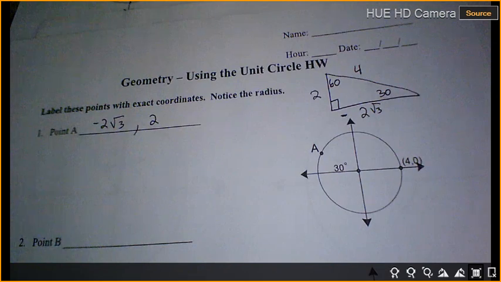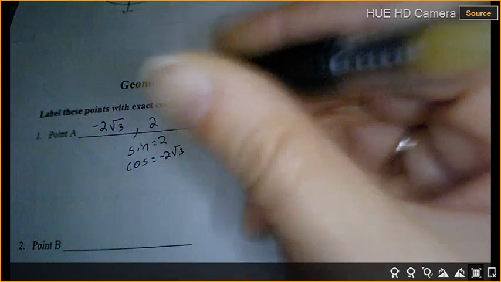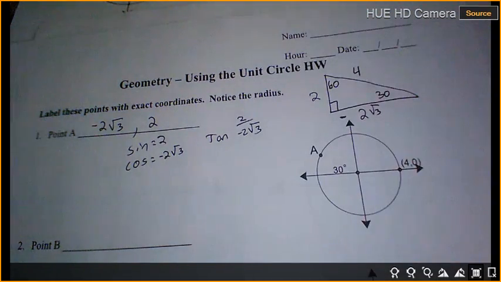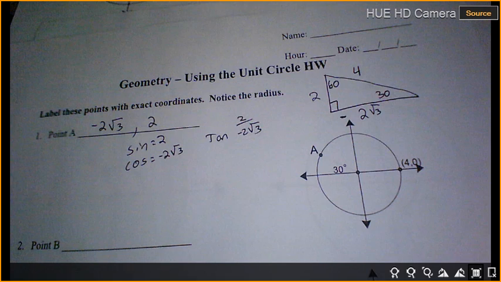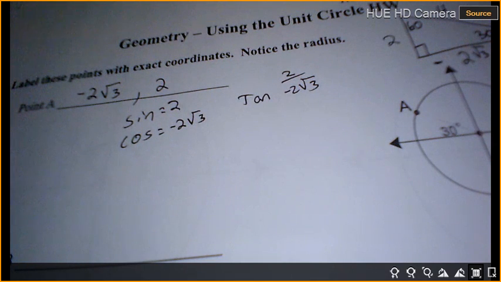And we're just going to put below it, because this is what we're practicing, that the sine is 2, that the cosine is negative 2 square root 3, and the tangent would be 2 over negative 2 square root 3. What's 2 over 2 give us? Oh, sorry. Am I going too fast? Sine is 2. Cosine is negative 2 square root 3.